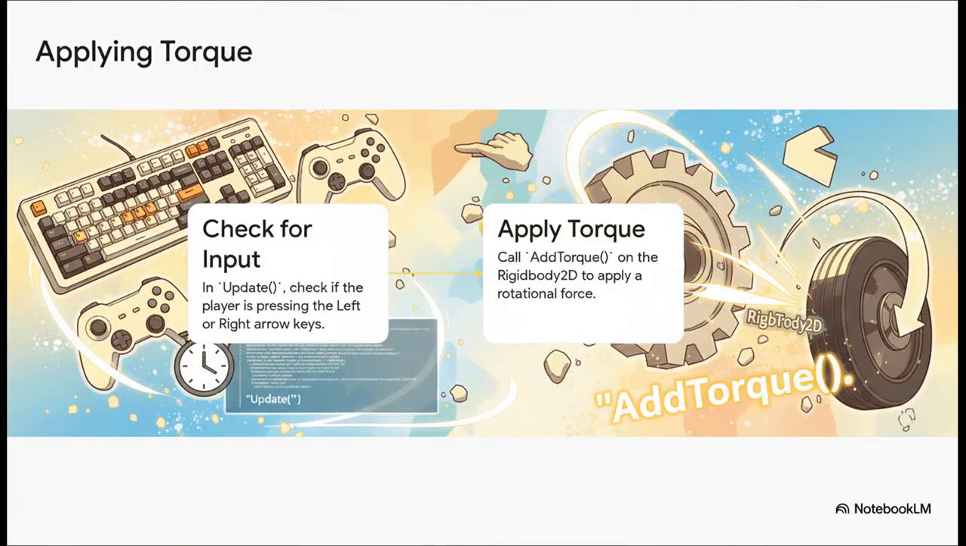Perfect. Now that we have a reliable way to talk to our rigid body, the rest of the logic is pretty straightforward. We just need to check if the player is pressing the left or right arrow keys, and if they are, apply some torque.